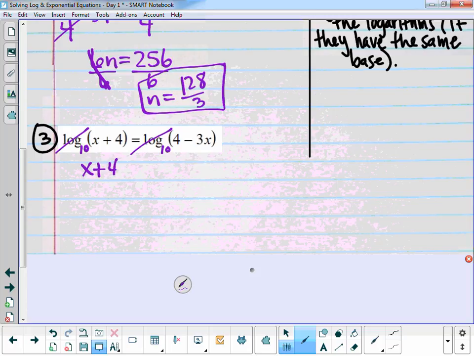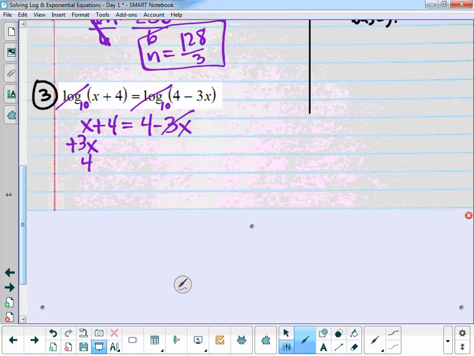So then we'll have x plus 4 equals 4 minus 3x. And then, let's see, should we add the 3x over to the left side here? So we have a positive. Okay, so let's add the 3x. So then we'll have 4x plus 4 equals 4. And then what should we do next? Subtract 4. So 4x equals 0. So therefore x equals 0. Good. Okay, so easy when it's logarithm equal to another logarithm. Cancel out the logarithm, solve from there.